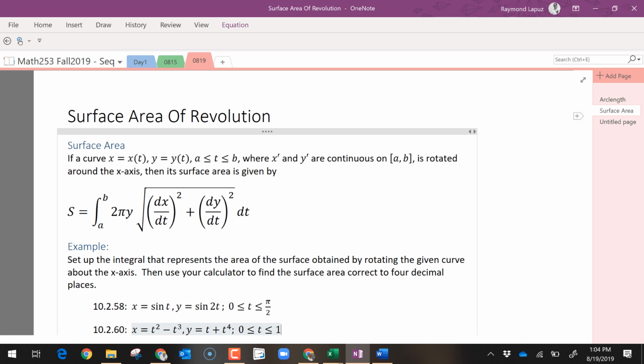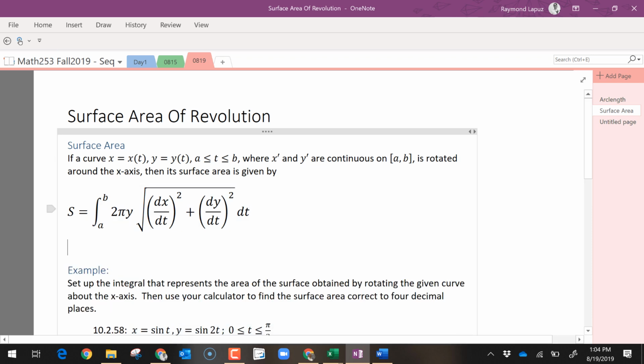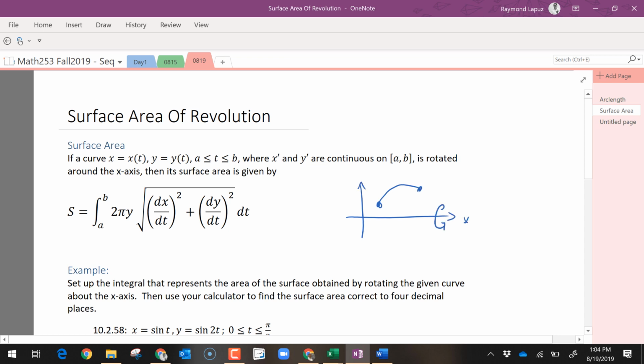So this is something that's being spun around the x-axis, and then there's something equivalent if you're spinning around the y-axis. And let's see if we can do a problem similar to that. But the idea here is that if you have a curve, then you're spinning it around some axis, the x-axis in particular.